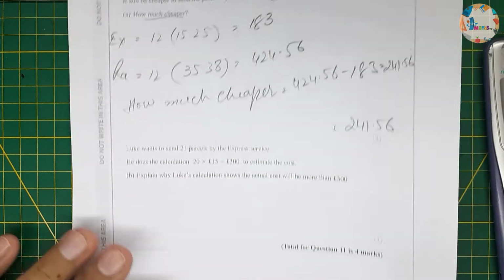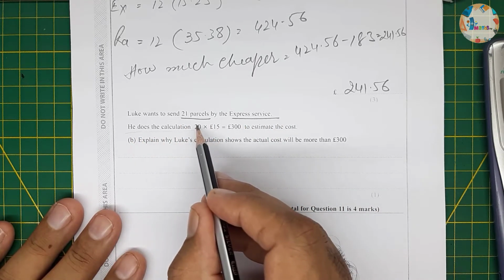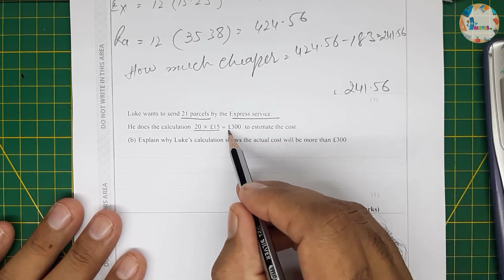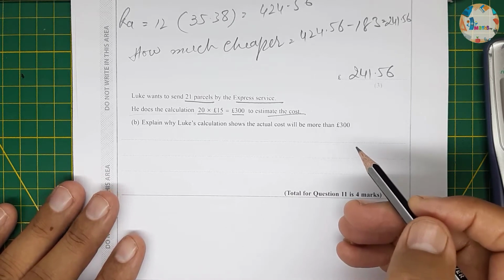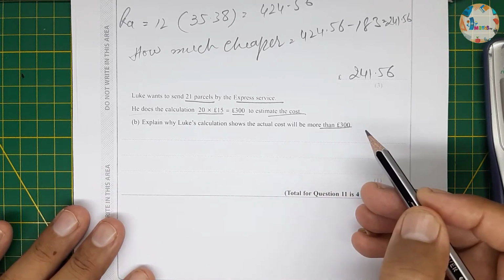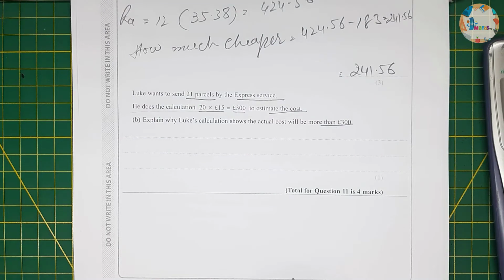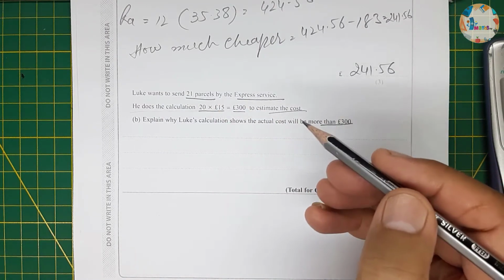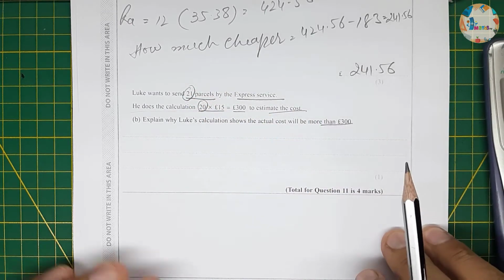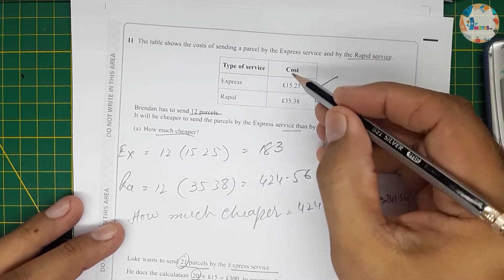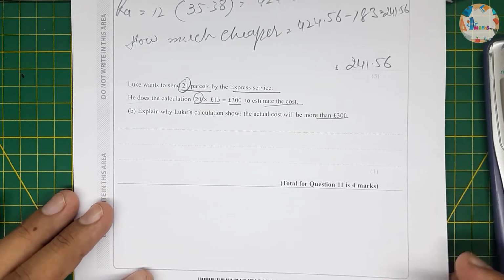Luke wants to send 21 parcels by express. He does the calculation 20 into this one, which is equal to 300, to estimate the cost. Explain why Luke's calculation shows the actual cost will be more than 300. So we have to give the reason for this. If we check, Luke has rounded down the numbers. For example, 21 is rounded to 20, and the express service is costing 15.25 for each parcel. So this is also rounded down. So both the numbers are rounded down.